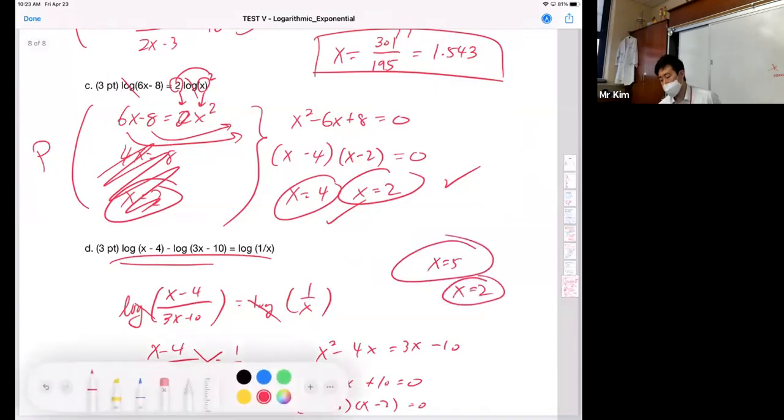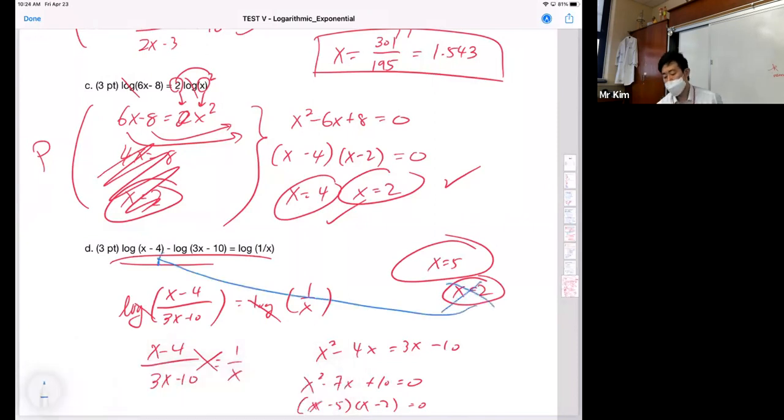The one thing that is not going to work is that. Because 2 minus 4 is a negative number, and I can't have that. So that means that that's going to be an extraneous solution. The only solution that should work is just x equals 5. I'm glad that a lot of students were able to do that. Okay.